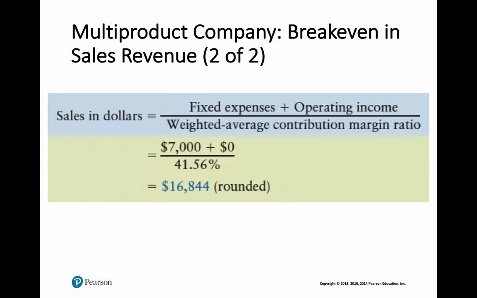Again, plug it into our formula. Only difference this time, instead of contribution margin ratio, it's your weighted average contribution margin ratio. So it's again, 16,844 would be our break even in sales revenue, sales dollars for this company when we have multi-products. So it's the same formulas that we had if you just have one product. The only quirky thing, we have to get that weighted average contribution margin and contribution margin ratio.